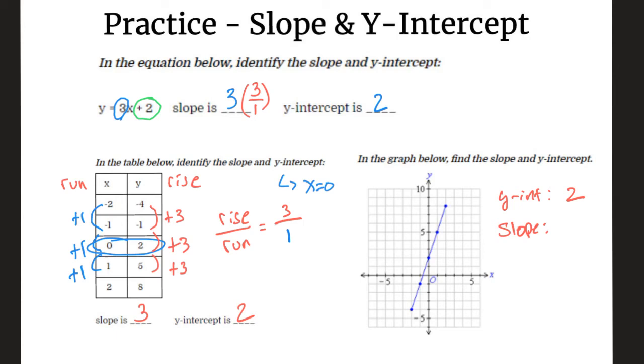Well, let's just choose this point right here. And I'm going to go from this point to that point. So how far did I go up? 1, 2, 3. And then I ran to the right 1. So I rose 3, and then I ran to the right 1. So my slope is equal to 3. Alrighty, so that's identifying slope.